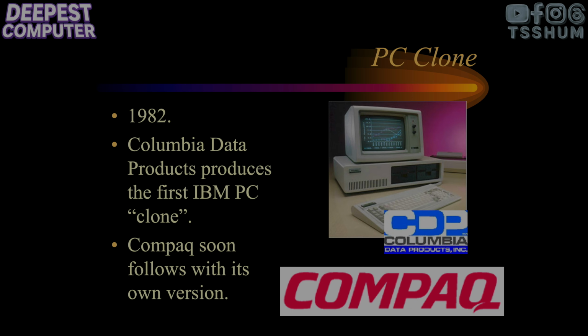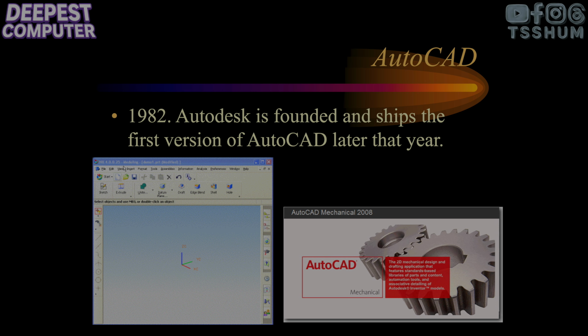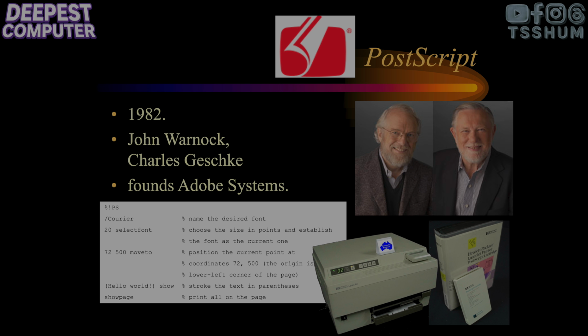In 1982, the first IBM PC clone was produced by Columbia Data Products. Compaq soon followed with its own version. Also in 1982, Autodesk was founded and shipped the first version of AutoCAD, a computer-aided design software later that year. In 1982, John Warnock and Charles Geschke founded Adobe Systems, which would later create PostScript, a page description language.